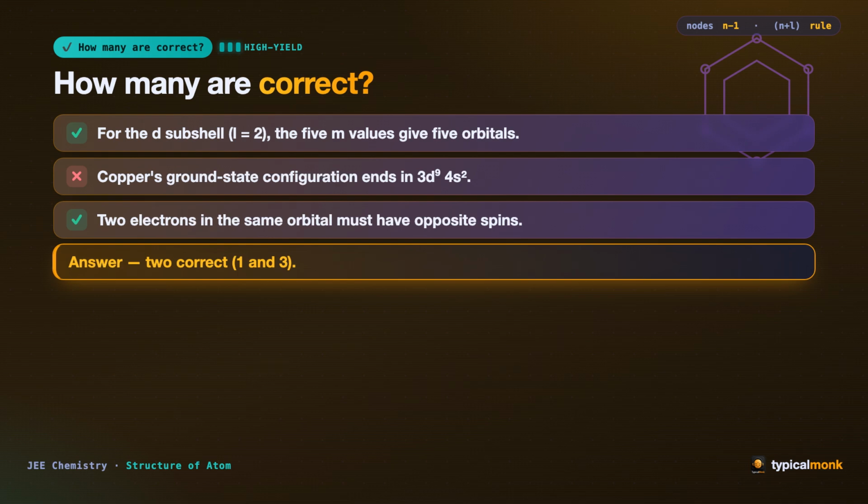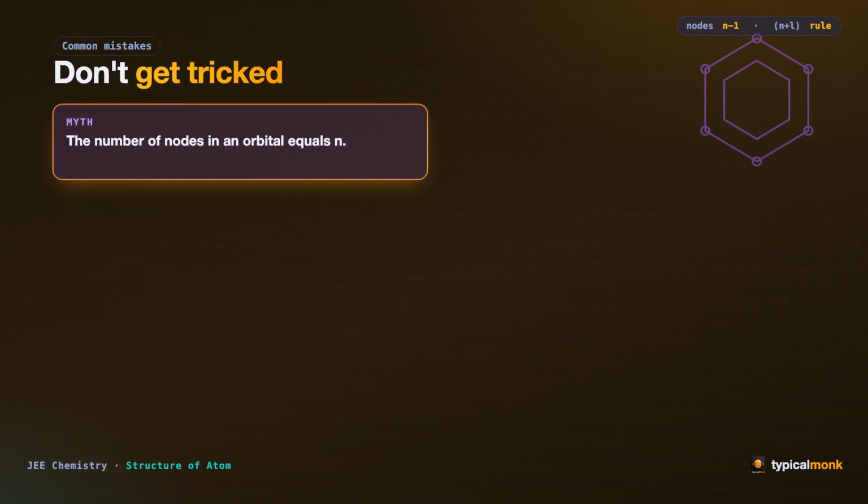But the second one fails. Copper's true configuration ends in 3d10, 4s1, not 3d9, 4s2. Copper reaches for a fully filled d, not a nearly full one. Now let me save you some marks. 2 traps that catch thousands of students every year.